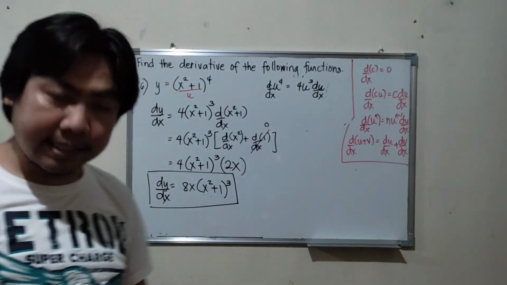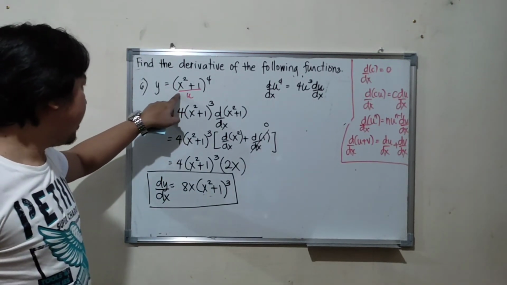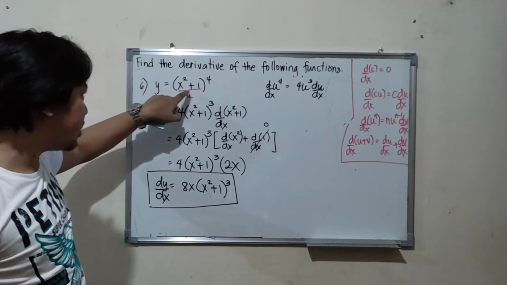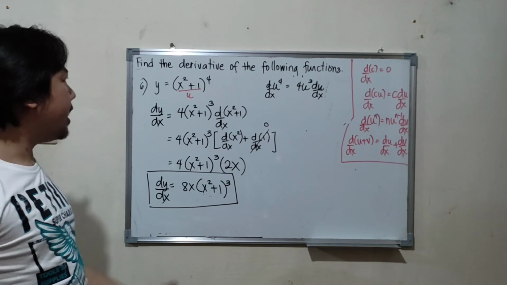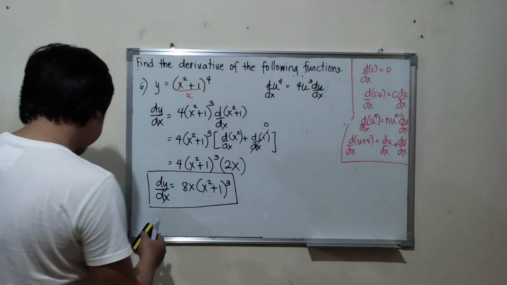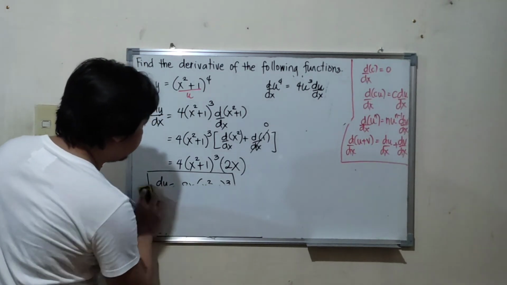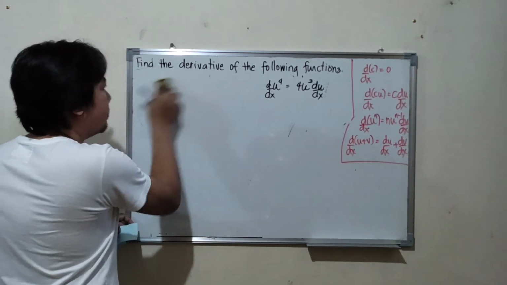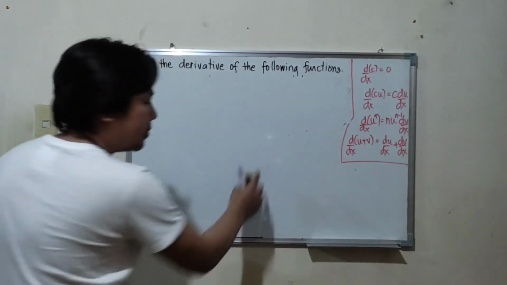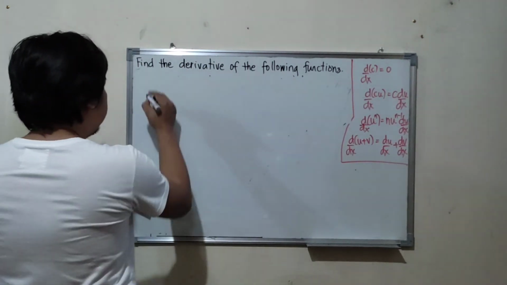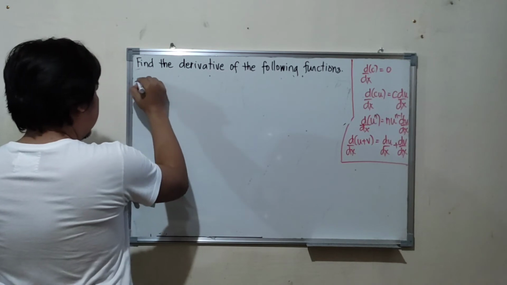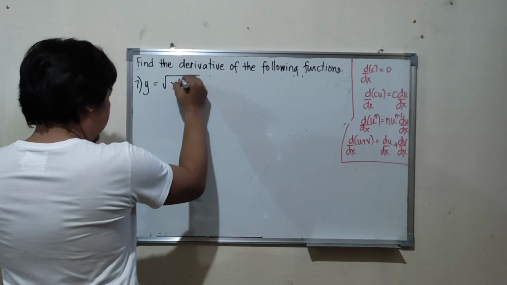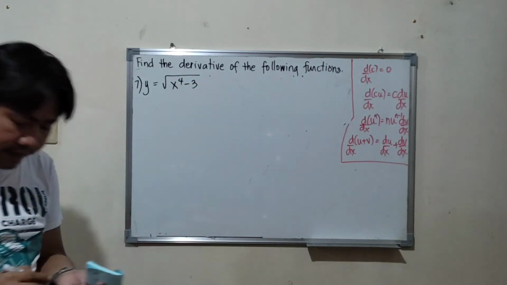Okay, so ganun lang kasimple kapag ang base natin ay function of x. Hindi lang basta x, meron pa siyang x squared plus 1. Okay, so last example, number 7. Y equals square root of x to the fourth minus 3.